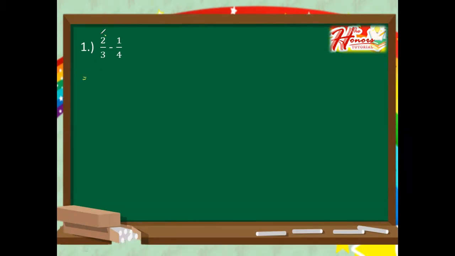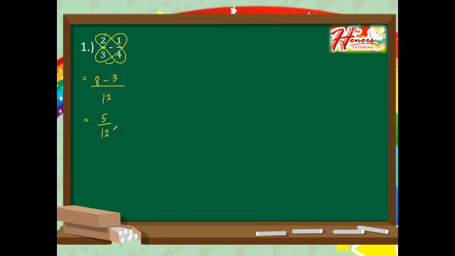So kindly multiply 2 and 4. So that's 8. We will write 8 here. Minus 3 times 1. So that is 3. Over 3 times 4. So that is 12. And then we have to continue solving. 8 minus 3, that is 5. And then copy the denominator, which is 12. I have here a question for 5 over 12.